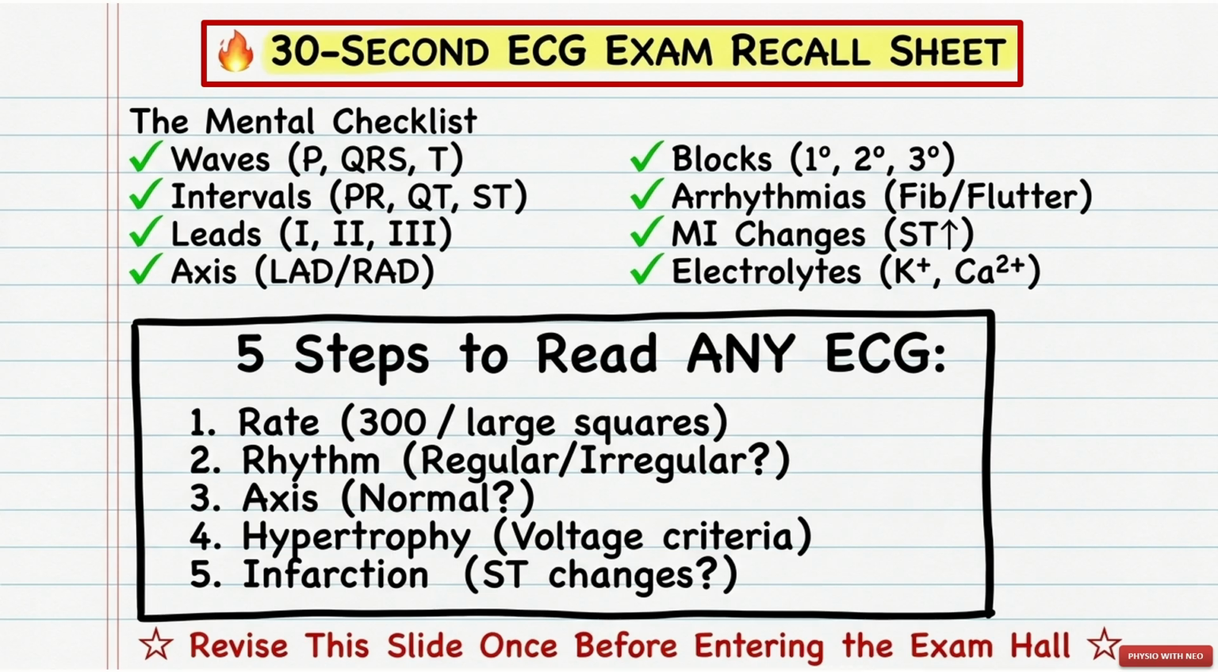Whenever you are asked to interpret an ECG, always follow these 5 steps. First one, rate. See the large squares. Then rhythm, whether it is regular or irregular. Axis, it should be between -30 to +120. Hypertrophy, see the voltage criteria, the height of the QRS complex. And infarction, the ST segment. Revise this slide once before entering the exam hall.